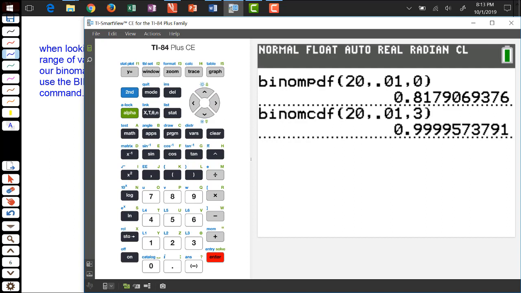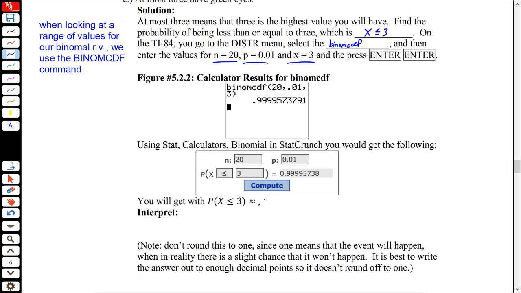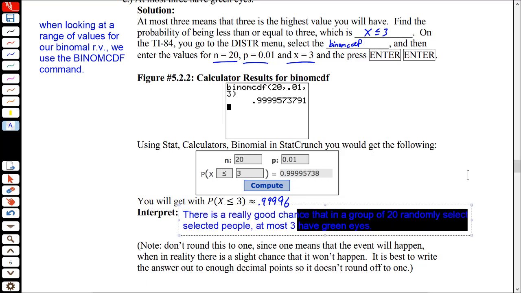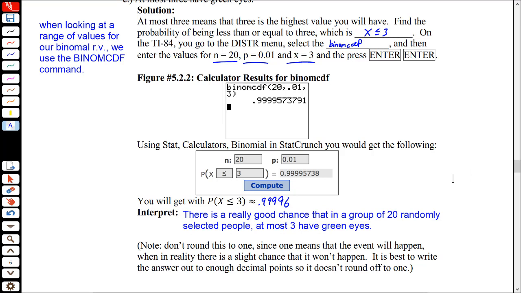Okay, and in this case, it looks like it is a near certainty, 0.999957. So I can write 0.99996. If I'd like to interpret that result, I could say, well, there's a really good chance. There's a really good chance that in a group of 20 randomly selected people, at most 3 have green eyes.